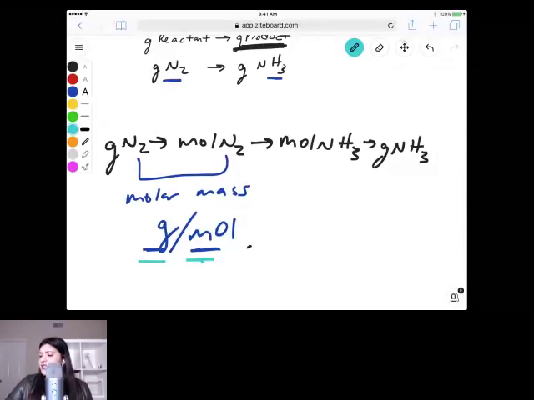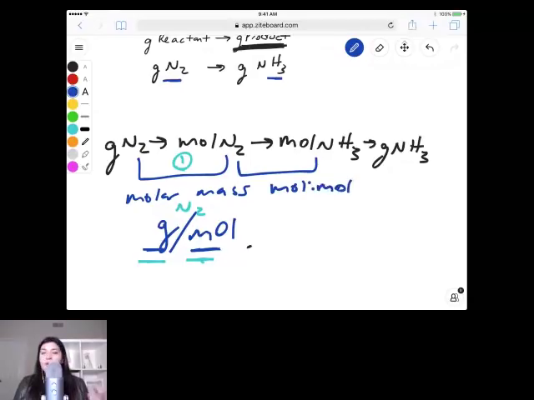That would have been our first conversion factor, and this would have been the molar mass specifically of N2, the molar mass of our reactant. Then, moving on, we get to the mole ratio because we're changing our compound. So this would have been that mole to mole ratio. By the way, this is just my quick way of showing that it's a ratio, and we find this in our balanced equation.